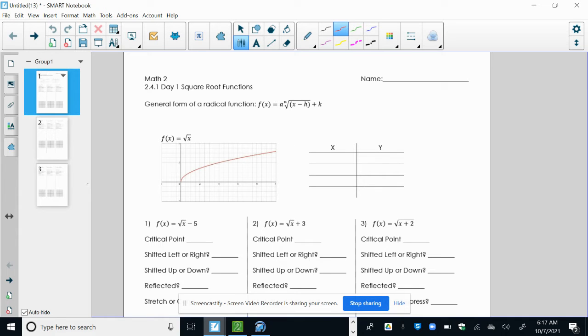So we have a short class period today. We're going to be learning about how to graph a square root function. So you should have this note sheet in front of you. So we see the general form of a radical function here. F of x equals a times the nth root of x minus h plus k.